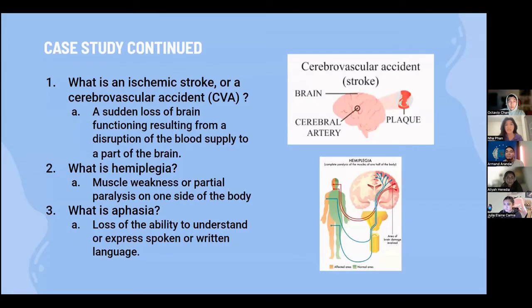So what is an ischemic stroke or a cerebrovascular accident, also known as CVA? It is a sudden loss of brain functioning resulting from a disruption of the blood supply to part of the brain. He had two main symptoms, which are hemiplegia, muscle weakness or partial paralysis on one side of the body, and aphasia, which is the loss of the ability to understand or express spoken or written language.